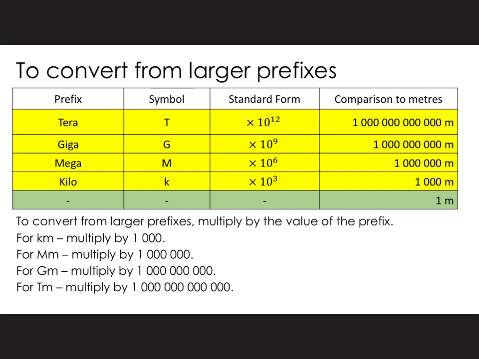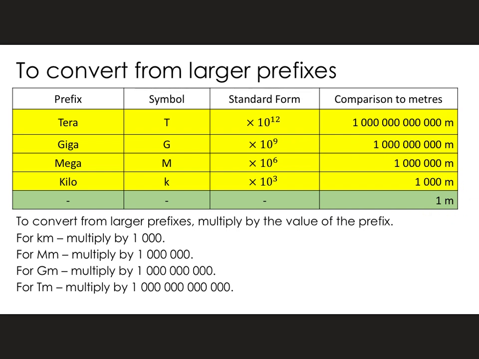So how would you be able to convert from larger prefixes down to small ones, which is important here, because when we're doing calculations in physics, we need to be in our standard SI units, okay? So we need to be in the units that are given for us to use in physics. So when we're talking about meters, we have to be in meters when we're doing calculations.